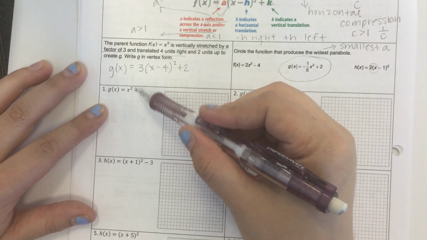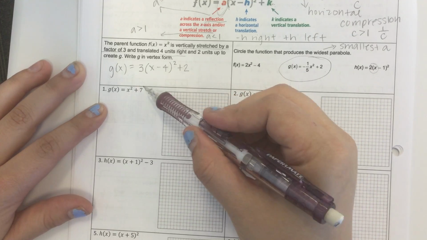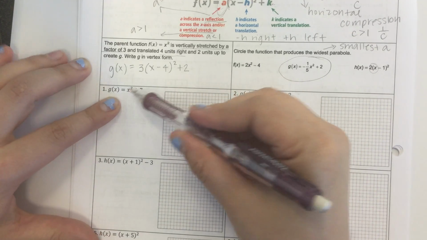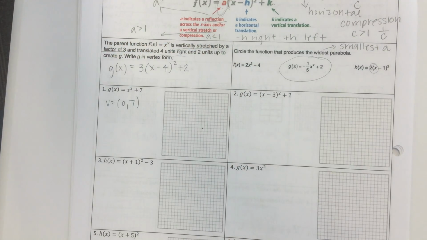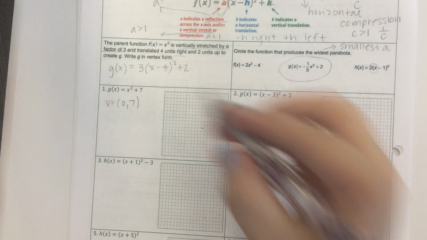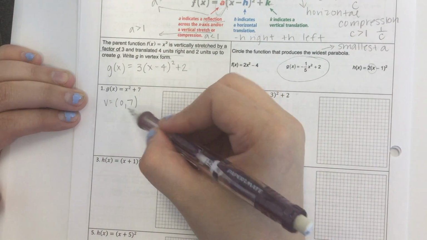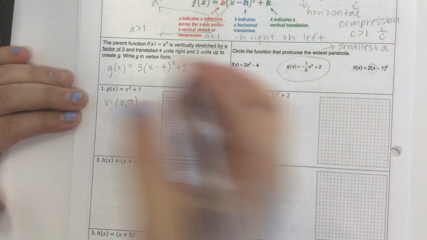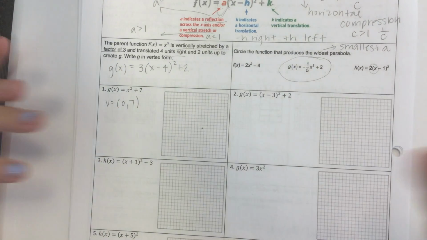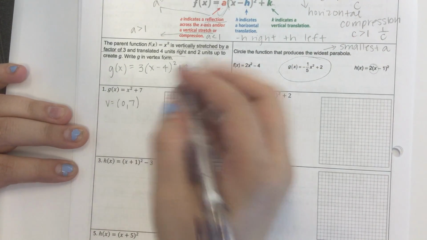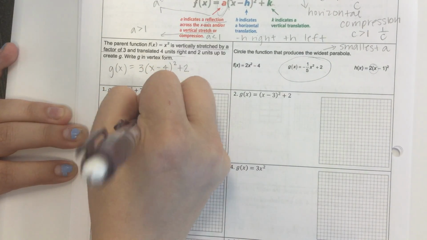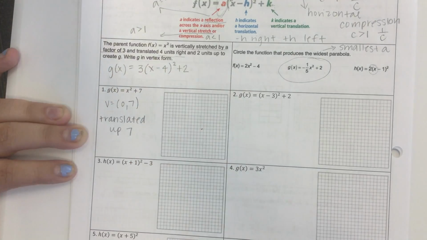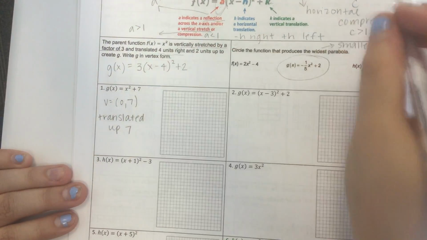So let's do this one. My H is 0 since I'm not subtracting anything, and my K is 7, which tells me that my vertex is at 0, 7. Okay. So really all I did was I took my x squared and I translated it up 7. So that's also what I'm going to talk about, is what did we do to that original function. So we translated up 7.